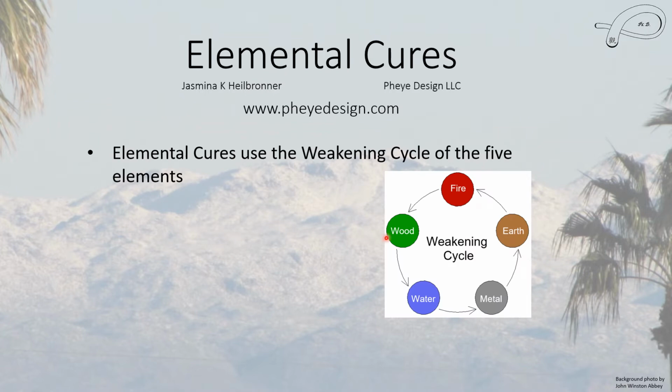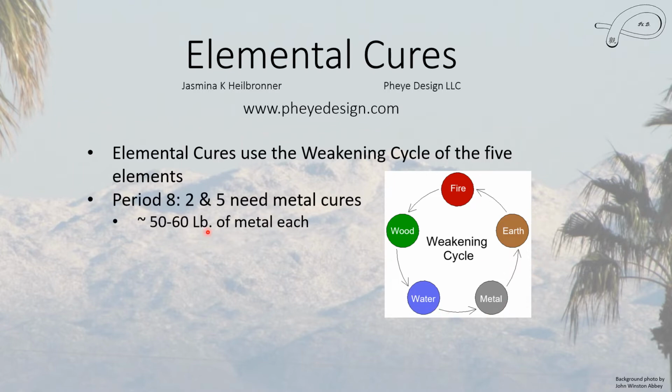Elemental cures work this way. They use the weakening cycle of the 5 elements. So metal weakens earth, earth weakens fire, fire weakens wood, wood weakens water, and water weakens metal. So this is that cycle.